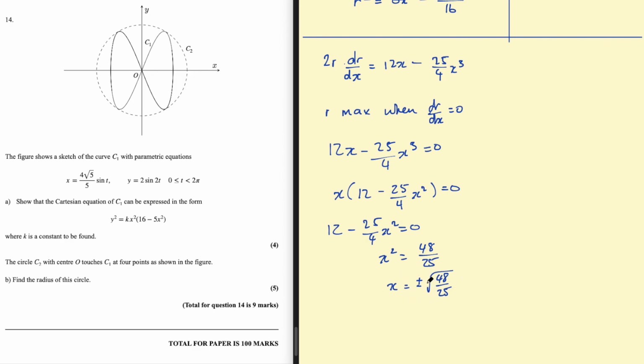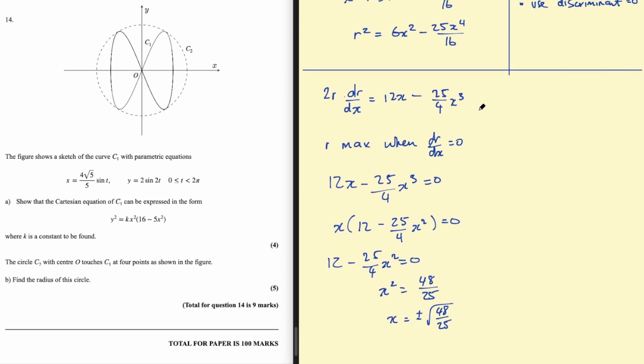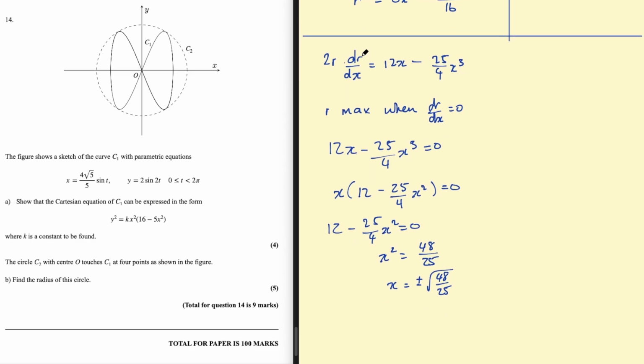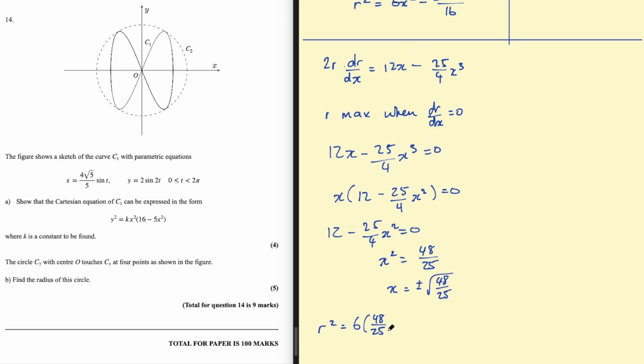And then take this value for x and substitute it into this equation to find r. So r squared will equal 6 times 48 on 25. The square root squared is just 48 on 25. And then we've got 25 times the square root of 48 on 25 to the power of 4. Well, that would just be squared, right? So if you raise the square root to the power of 4, you're just squaring those numbers in there. And this is on 16.